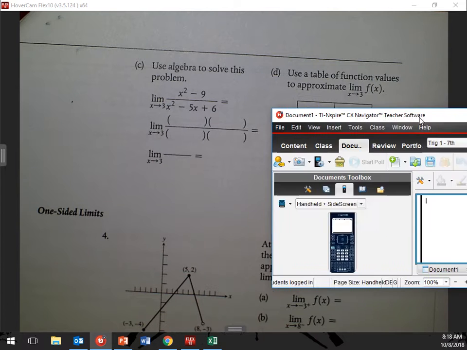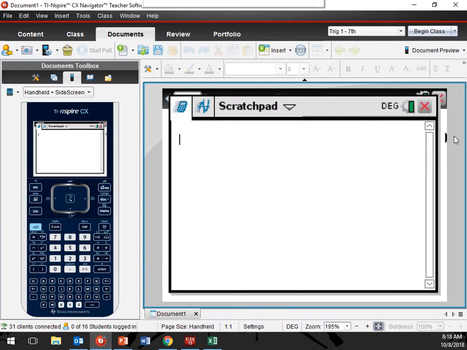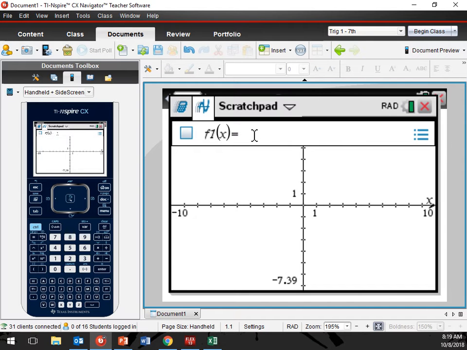All right, so to the calculators. Now, I'm going to show you guys some tricks to go along with the calculators, and it's going to be very, very helpful. So we're going to start off here. We already did the problem algebraically. So I am on my scratch pad right here.